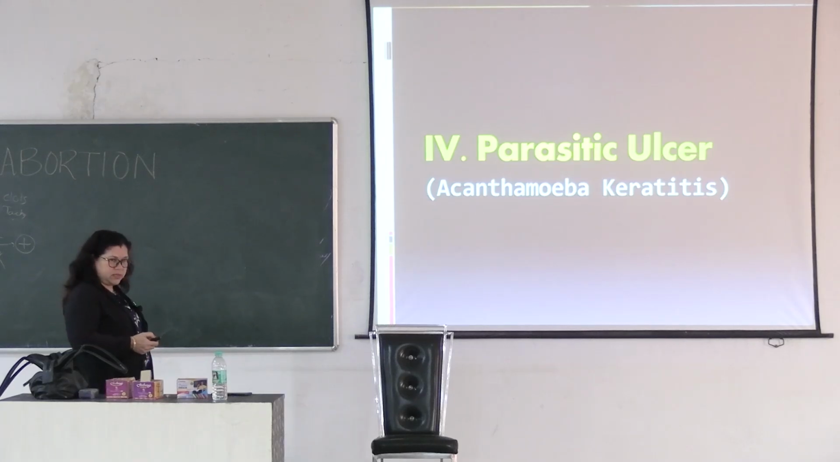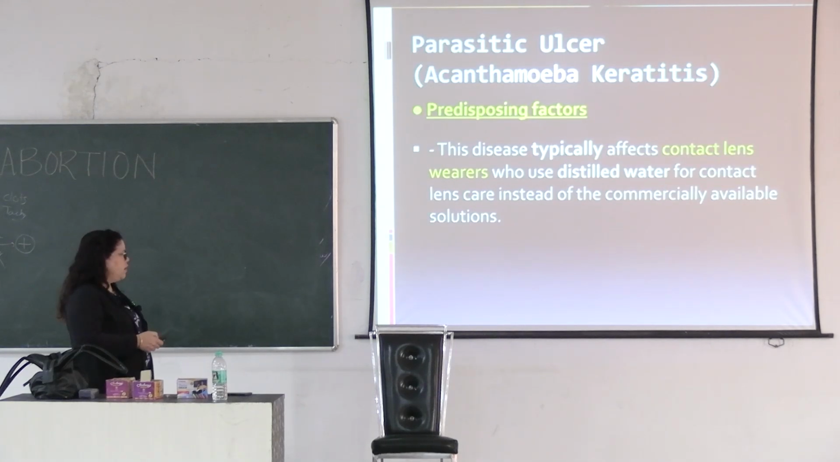Parasitic ulcer is caused by Acanthamoeba keratitis. It is most common in people wearing contact lenses who use normal water to clean the lenses instead of commercially available liquids. That is why patients who use contact lenses are more prone to parasitic keratitis.